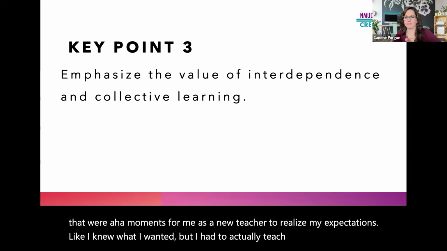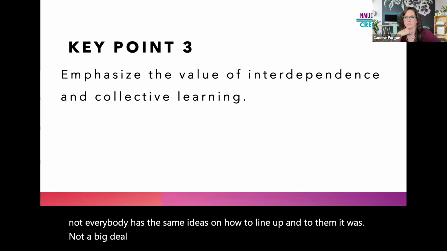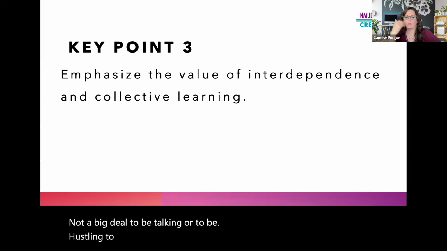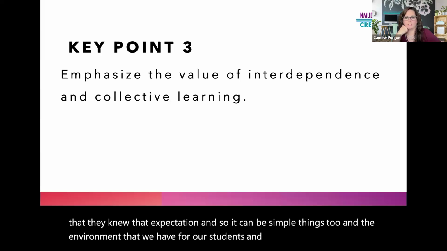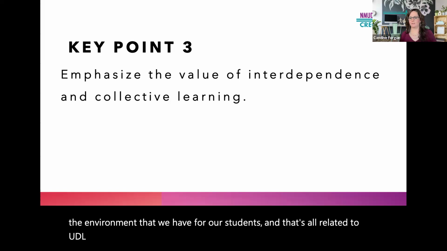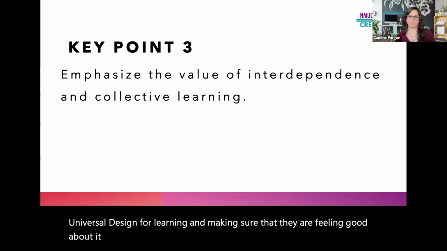Not everybody has the same ideas on how to line up. To them, it was not a big deal to be talking or hustling to the line. But if I wanted it a certain way, I needed to make sure that they knew that expectation. So it can be simple things too, and the environment that we have for our students, and that's all related to UDL, Universal Design for Learning, making sure that they're feeling good about it, and we're not having those frustrations either.